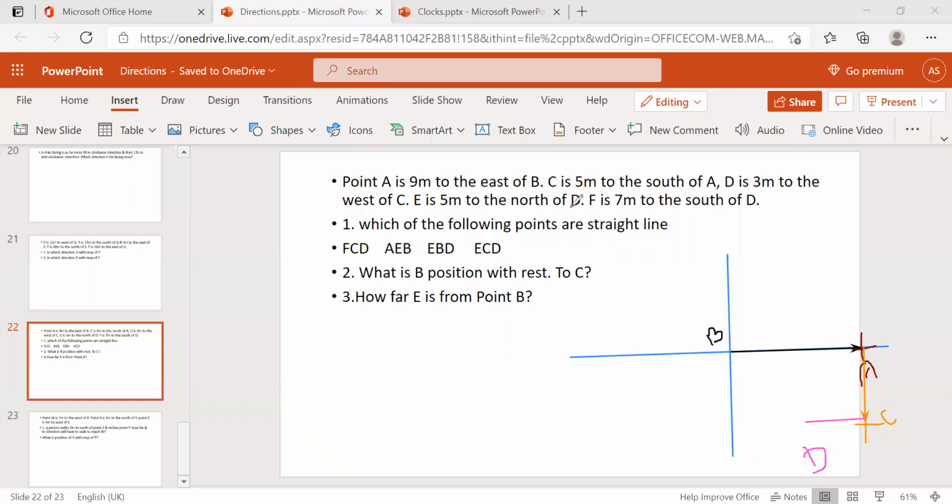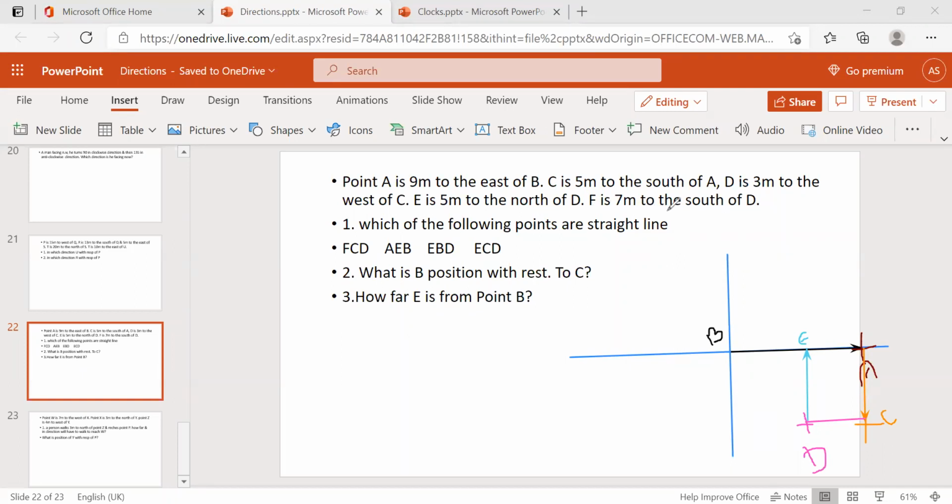Next point. E is 5 meters to the north of D. From D, this is the north, right? From D, E is 5 meters to the north. So AC is also 5 meters only, right? Which point is it? E, right? This one is E now.